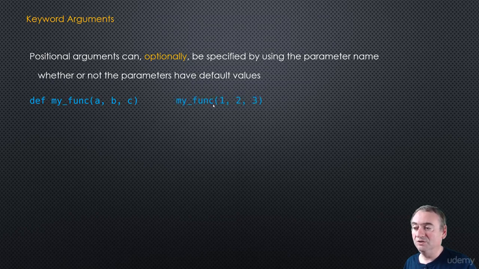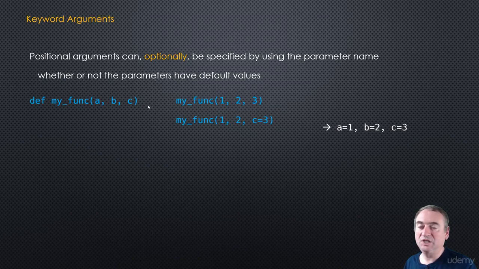So we can call the function using the normal positional arguments, 1, 2, 3, and we'll get that a will be equal to 1, b will be equal to 2, and c will be equal to 3. Equivalently, we could call it this way. 1, 2, c equals 3. Now that's kind of silly doing that since we've already specified 1 and 2, so c is the third argument positionally. It doesn't make sense to give it a keyword argument, but you can. It works. That's perfectly fine.